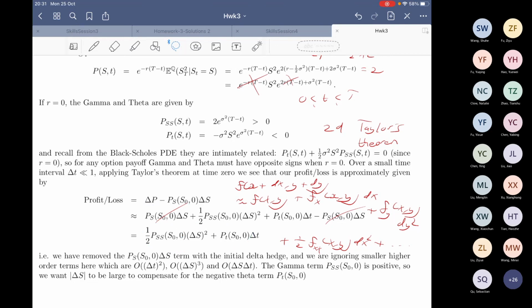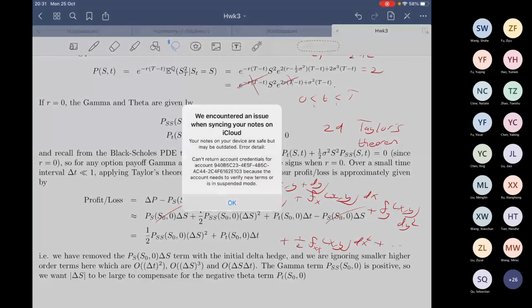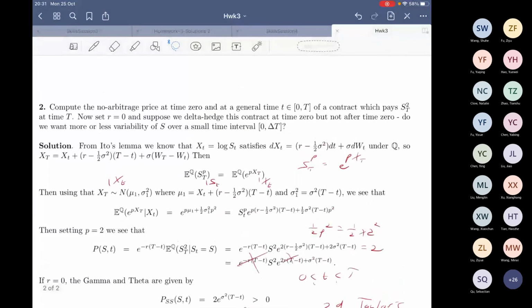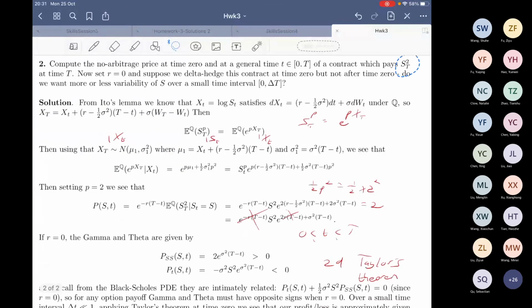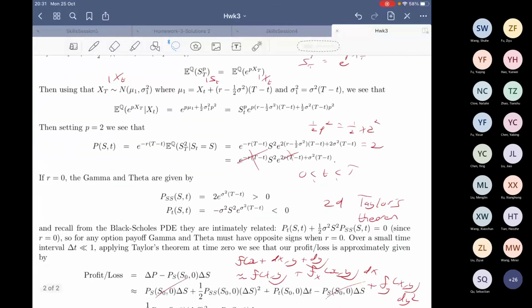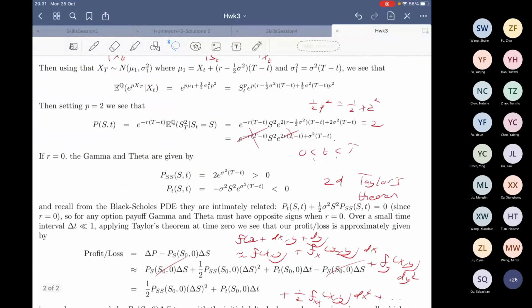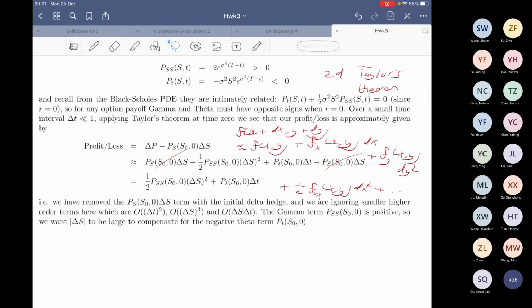Now the question is asking, if we've done this, i.e. we bought this S squared contract, remember, that's what you're asked to consider, but also delta hedged at time zero, do we want the stock price to move a lot or not?